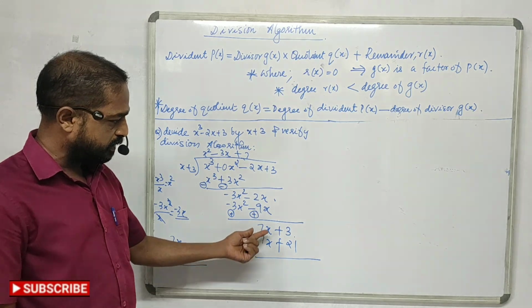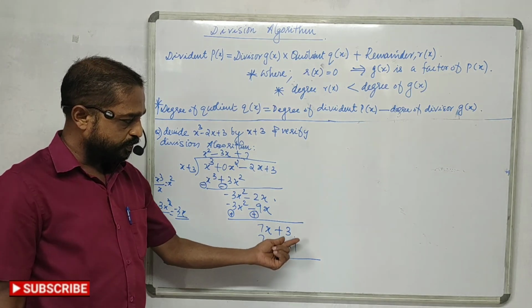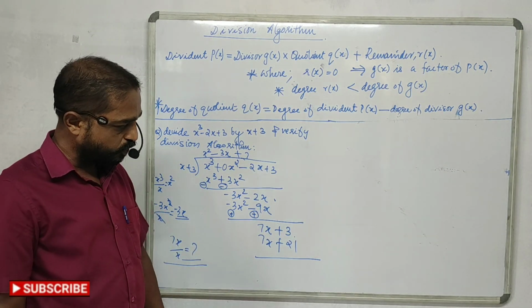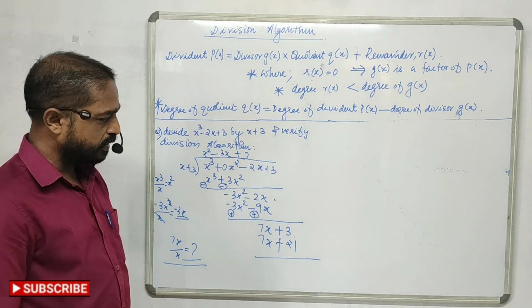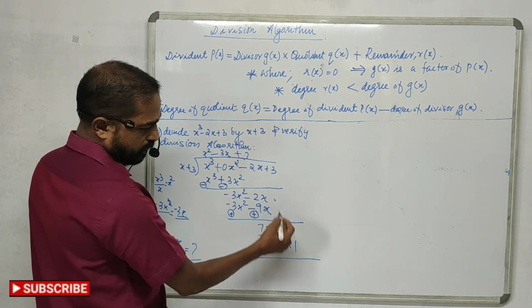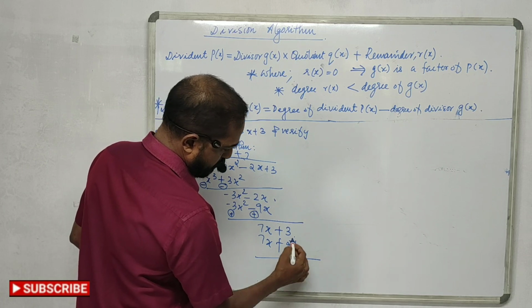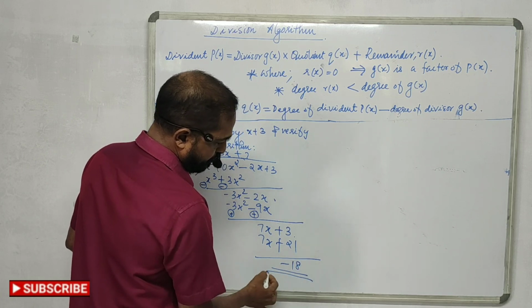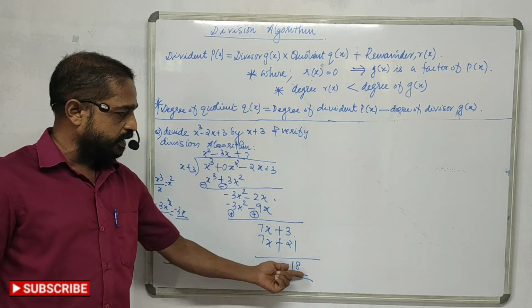Now you subtract. 7x minus 7x is 0. 3 minus 21. What is 3 minus 21? 3 minus 21 is minus 18. So here minus 18 is the remainder.